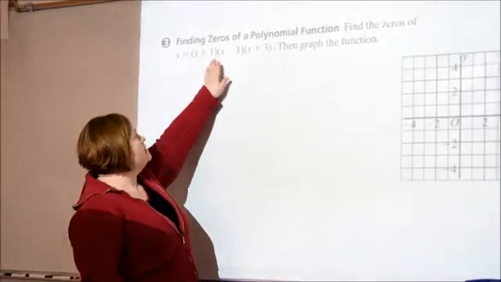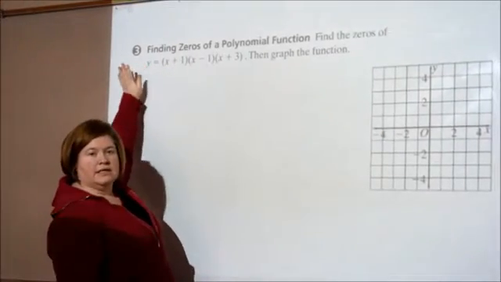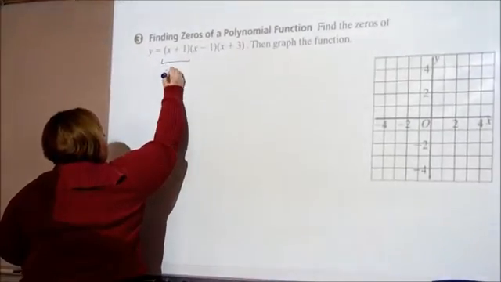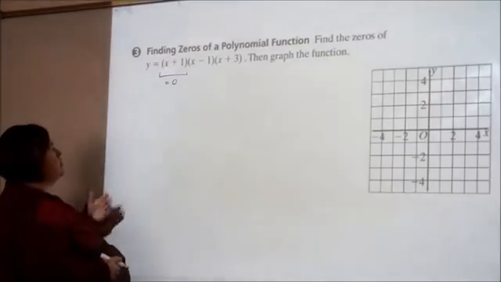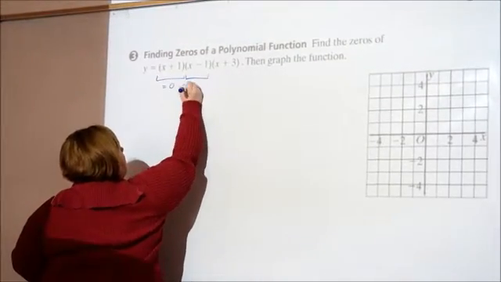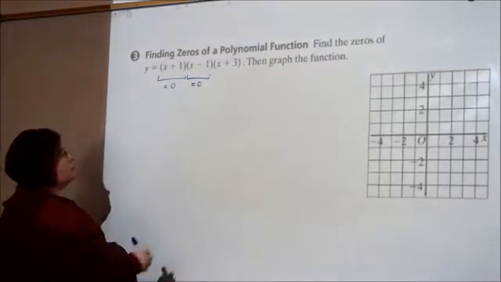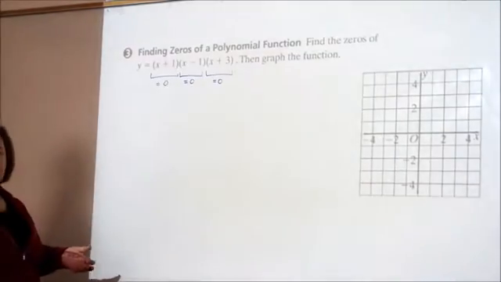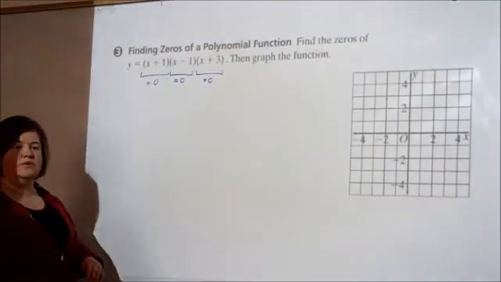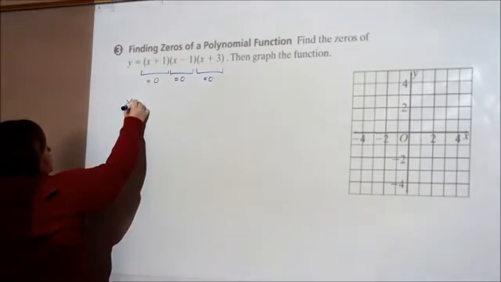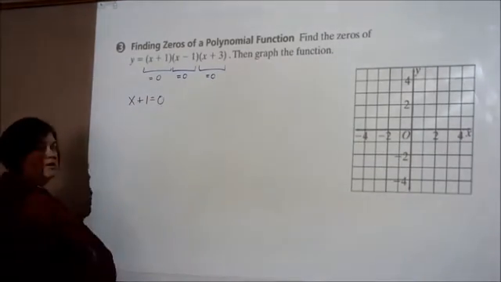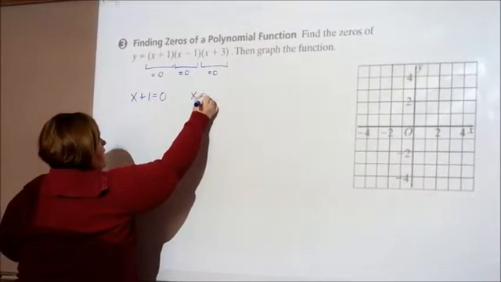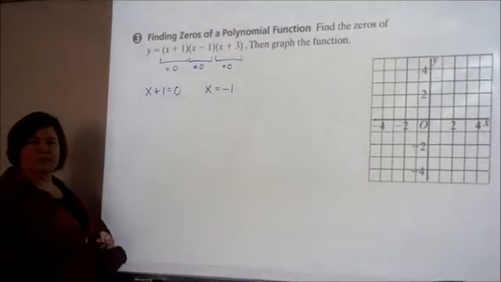So if we want this times this times this to be 0, then at least one of them has to be equal to 0. So either x plus 1 is 0, or x minus 1 is 0, or x plus 3 is 0. So what we do to find the zeros is just set each one of those equal to 0. So if x plus 1 is 0, then what's x? If we subtract 1 from both sides, we find that x is negative 1. That's one of our zeros.